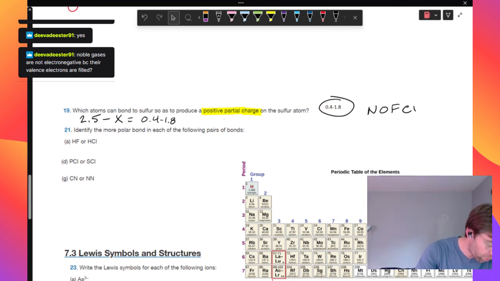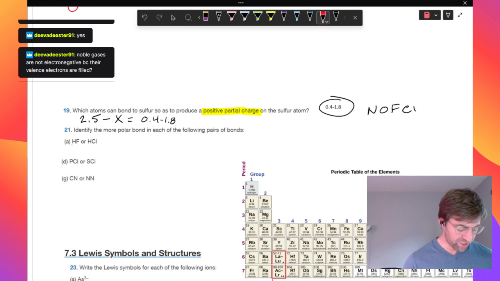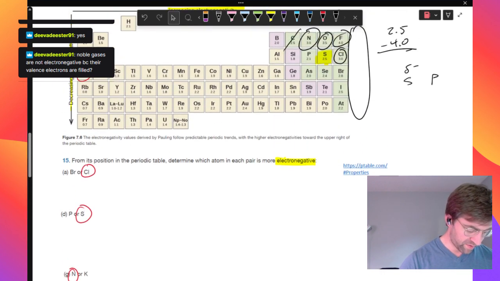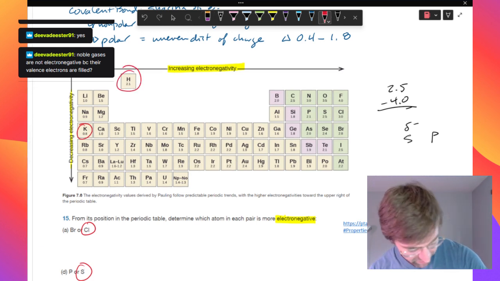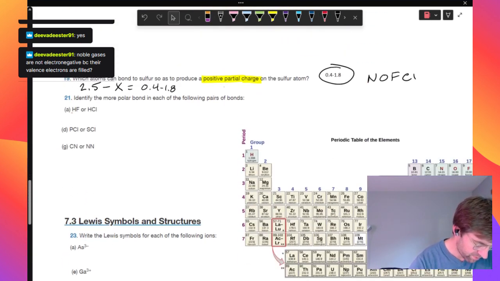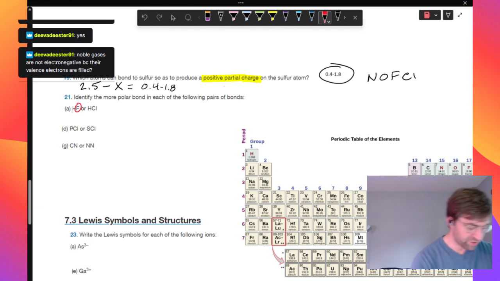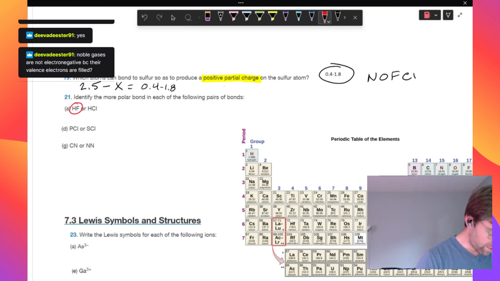Question 21. Identify the more polar bond in each of the following pairs of bonds. So we've got hydrogen fluoride and hydrogen chloride. The hydrogen remains the same. We just have to determine which one, fluorine or chlorine, has a greater electronegativity difference relative to hydrogen. Hydrogen with its value of 2.1, we're comparing to chlorine and fluorine. Fluorine is quite a bit more electronegative than chlorine. So hydrogen fluoride has the more polar bond.